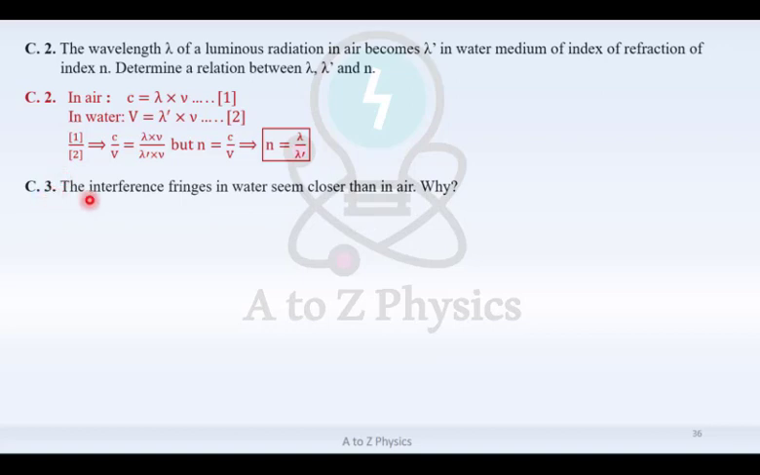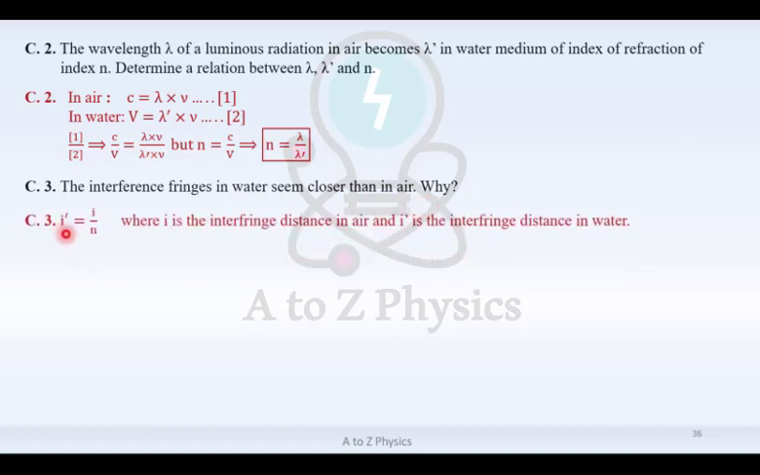Part C3. The interference fringes in water seem closer than in air. Why? Since i prime equal i over n, where i is the interfringe distance in air and i prime is the interfringe distance in water, and n greater than 1, so i prime is less than i. So the interference fringes in water seem closer than in air. Why i prime equal i over n? Since lambda prime equal lambda over n.